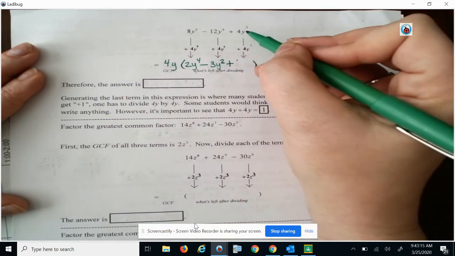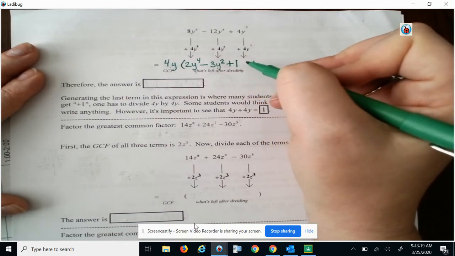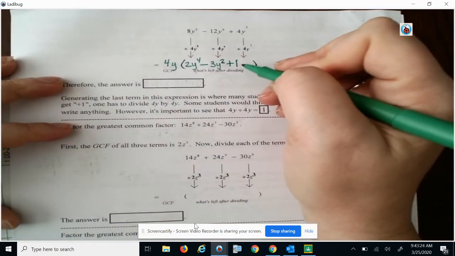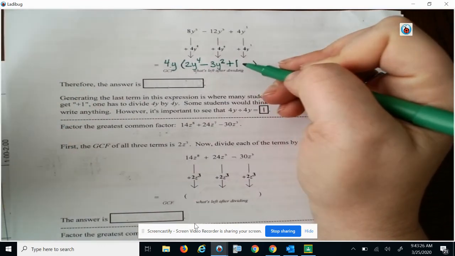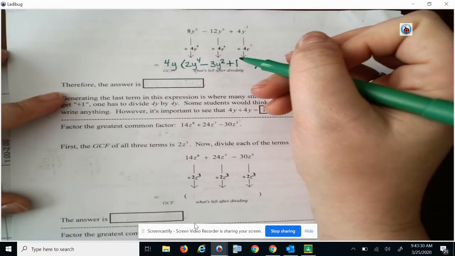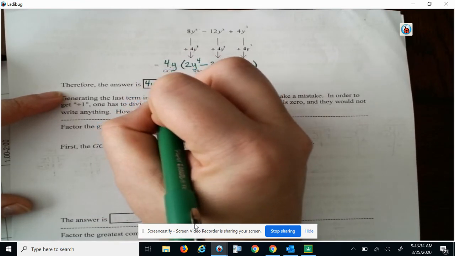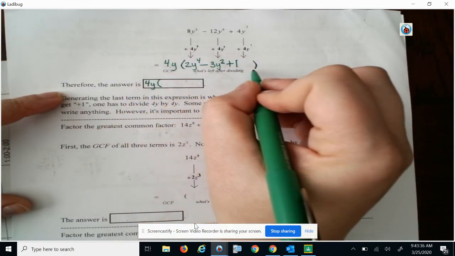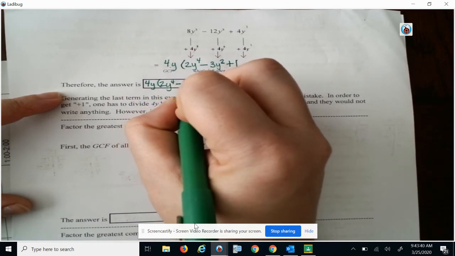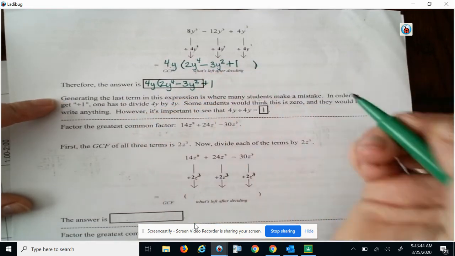The y's, 1 minus 1 is 0, so our variable cancels out. Now, it's a good thing I wrote the 1 there because then I have just nothing, right? So our answer is our GCF, parentheses, and then our leftovers. So we have 2y to the 4th minus 3y squared plus 1.